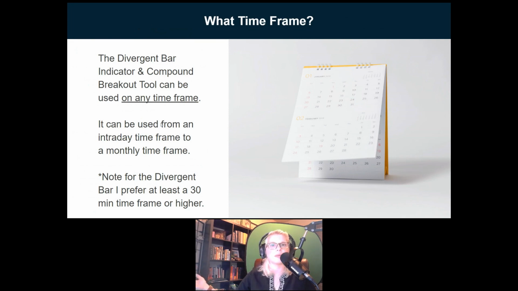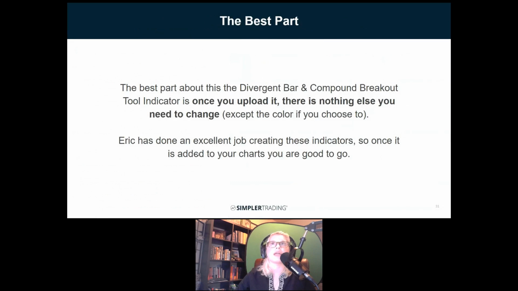For those of you who have seen my yearly analysis, you know that I've used it all the way up to a yearly chart. And of course, I will note that with the divergent bar, I personally don't like to look at it under a 30-minute time frame myself. I find that the smaller time frames can get a little noisy. So from an intraday perspective, I usually look at it on a 30 or higher.